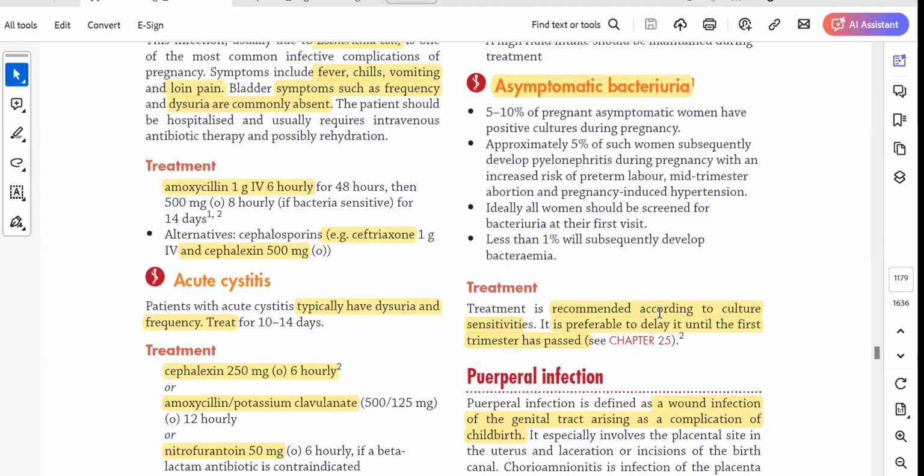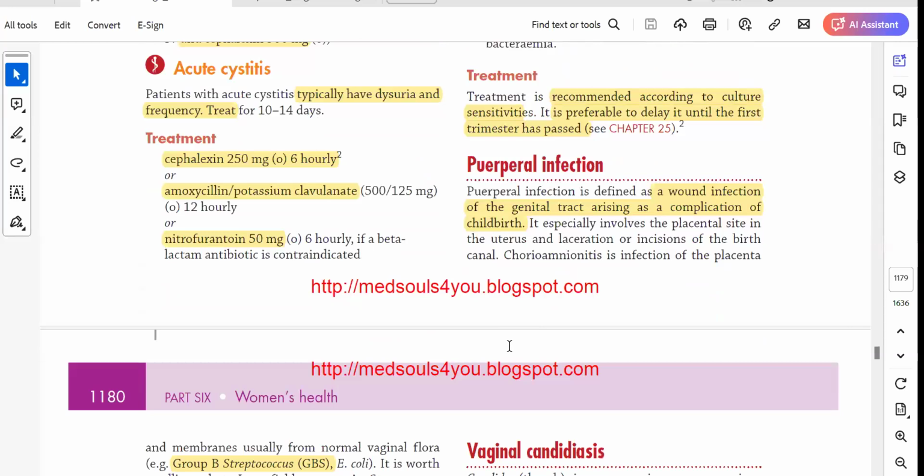So treatment is recommended according to the culture sensitivity. It is preferable to delay it until the first trimester has passed. In any other patient, if they are asymptomatic, we don't treat even if there is bacteria in their urine. Okay, but for a pregnant patient, you will need to treat them.